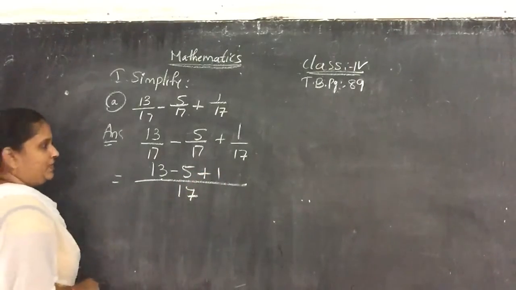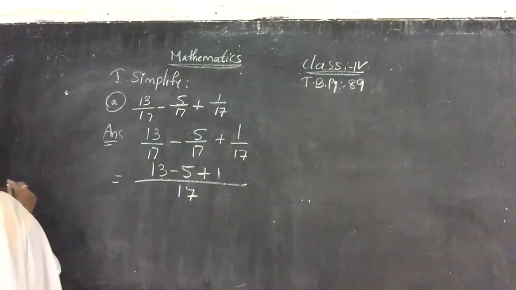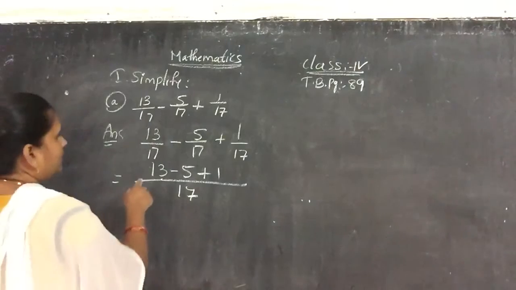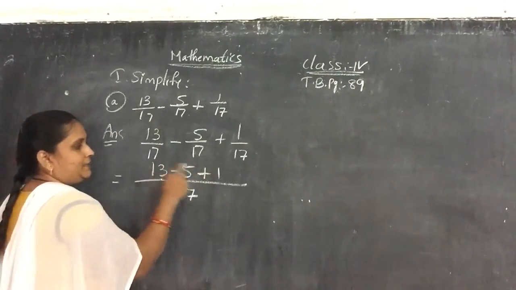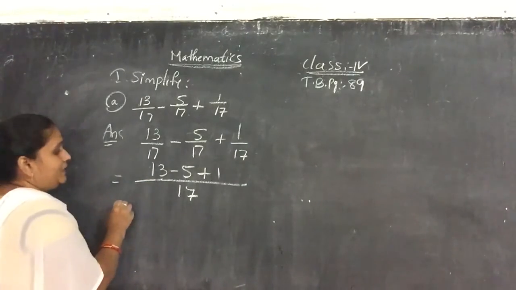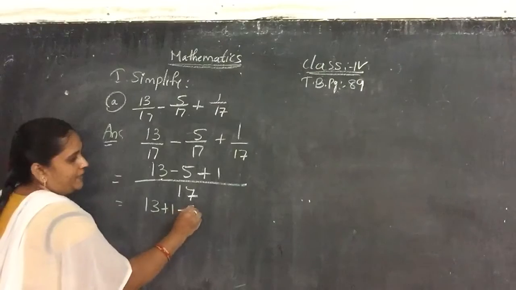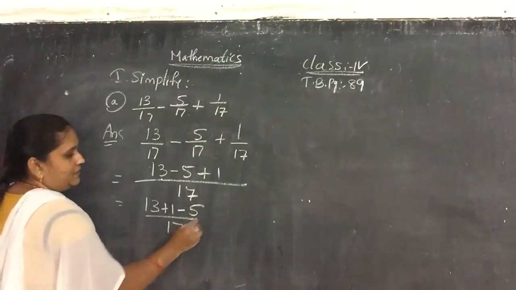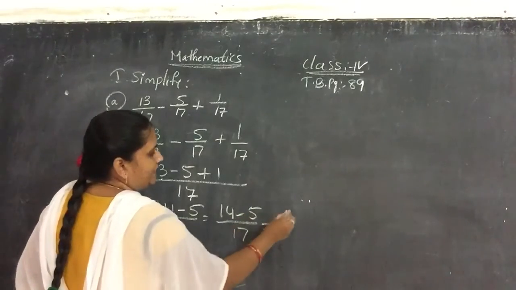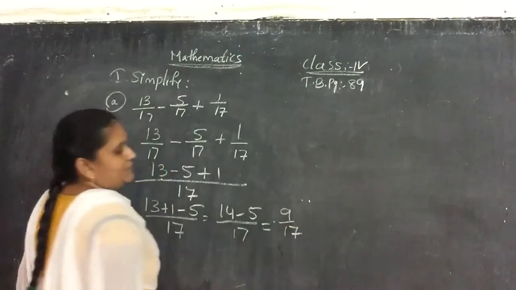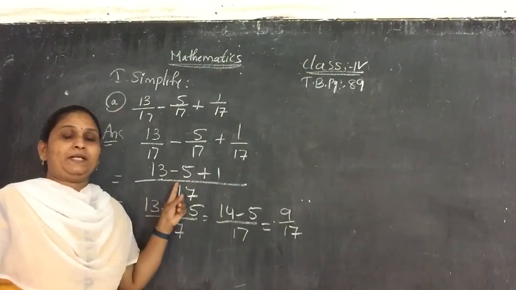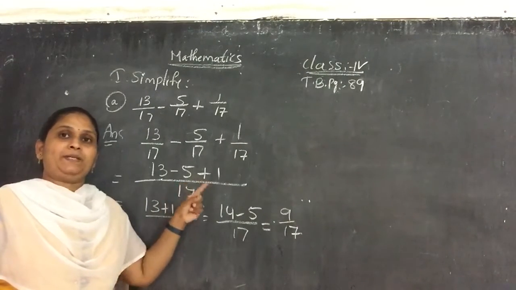So first what you have to do is, here there is this 13 and 1. These two you have to add, because before the 1 the symbol is plus, so it is related to the addition. So 13 plus 1 minus 5 by 17. It means 14 minus 5 by 17. 14 minus 5 is equal to 9 by 17. That is the answer. Okay, you could also do 13 minus 5 is equal to 8 and 8 plus 1 is equal to 9.